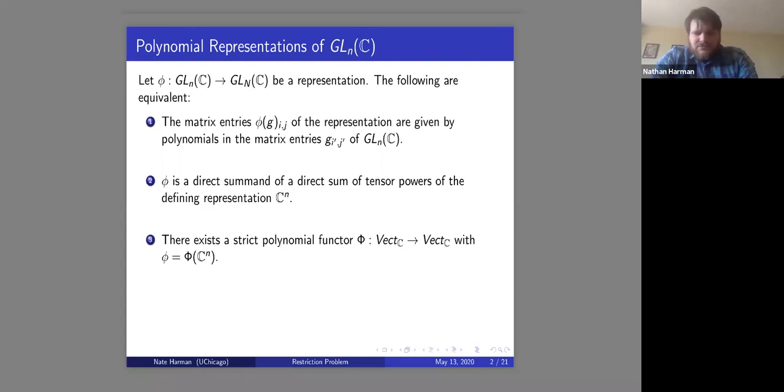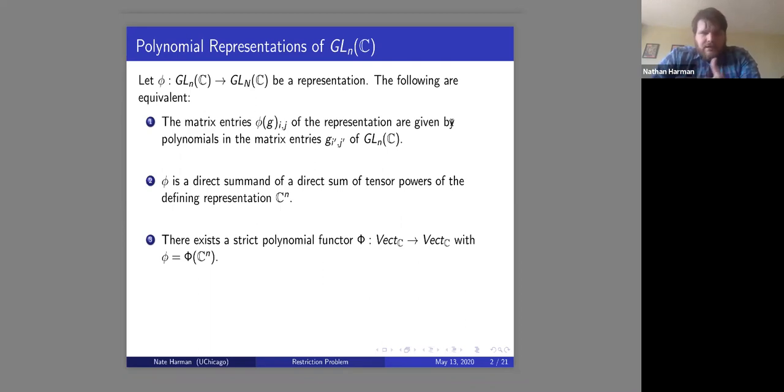I won't go too much into what this condition of being a strict polynomial functor is, but essentially you have a functor from vector spaces to vector spaces, and if you actually write out matrices for a map between two vector spaces, then the matrix that you get for the image of that map again has polynomial entries, entries that are polynomial in the original matrix entries. So this polynomial functor condition is really just a categorical analog of the first condition, but now we're varying the size of the vector space.